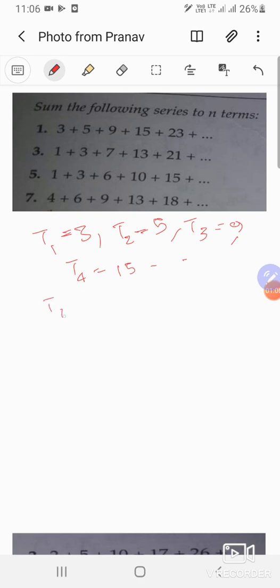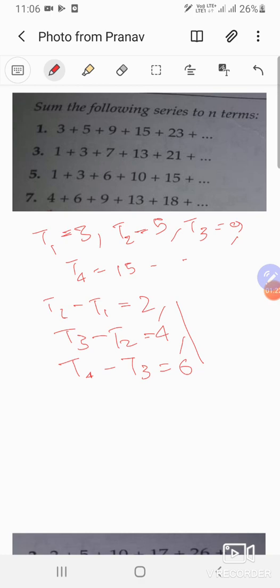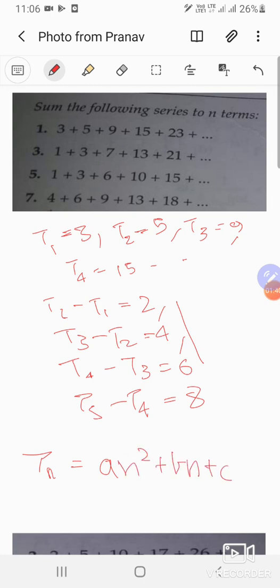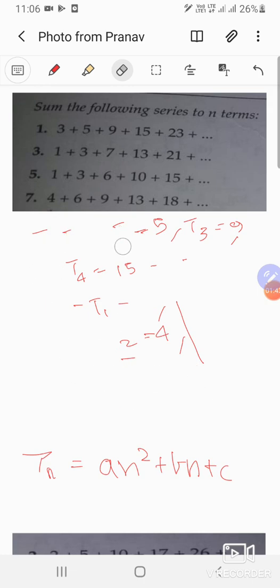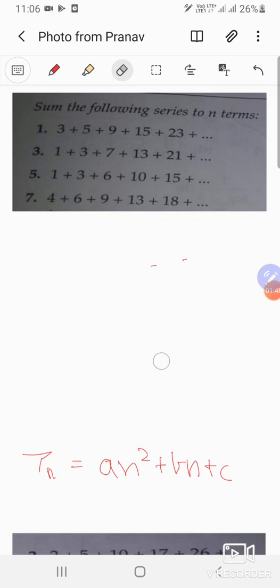So the thing to observe is that T2 minus T1 is 2, T3 minus T2 is 4, and T4 minus T3 is 15 minus 9, which is 6. So these are in fact in an AP. Similarly, T5 minus T4 is 23 minus 15, which is 8. So here we use the general assumption that Tn is given by a quadratic expression in n, so an squared plus bn plus c. With this assumption, let's find the values of a, b and c, and let's see if this quadratic expression always works and satisfies the series.